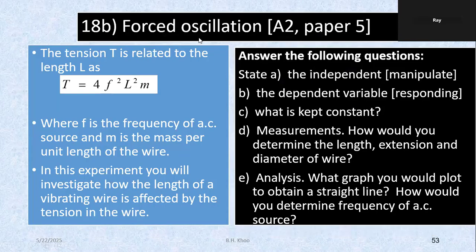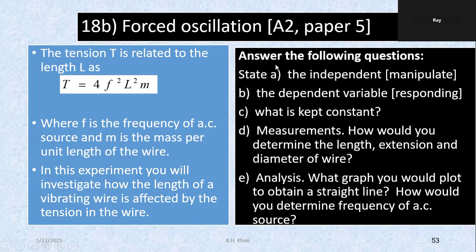Okay. Usually they will give you a formula, though it may not be that nicely done, right? The tension is related to the length as T = 4f²L²m, where f is the frequency of the alternating current source and m is the mass per unit length of the wire. In the experiment, we will investigate how the length of the vibrating wire is affected by tension in the wire.